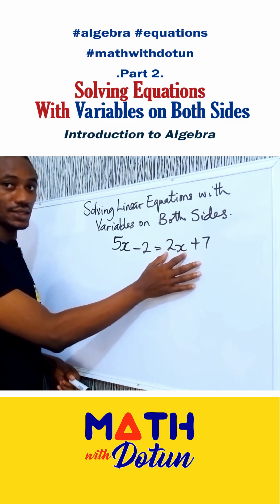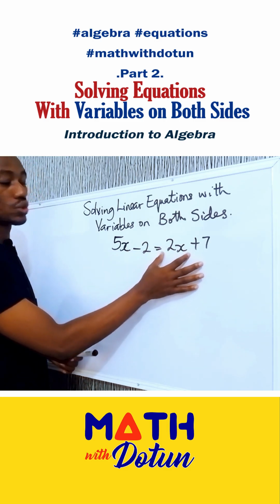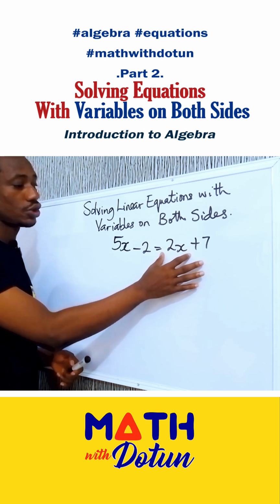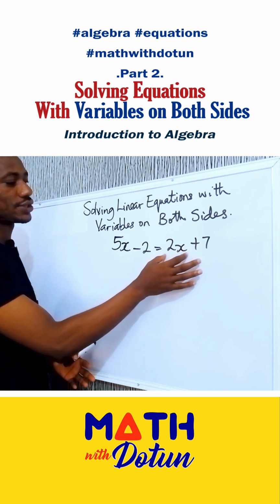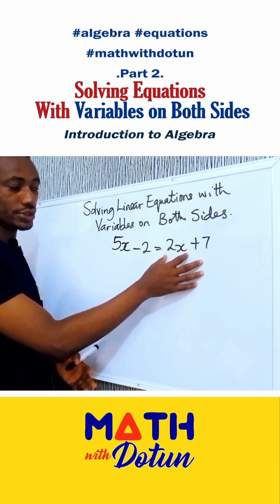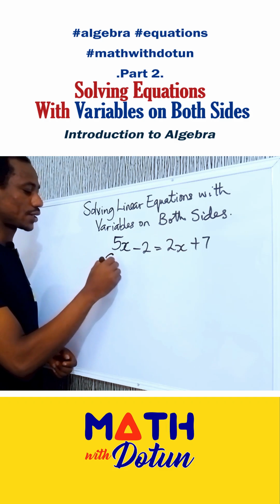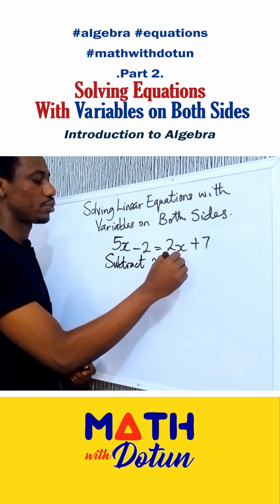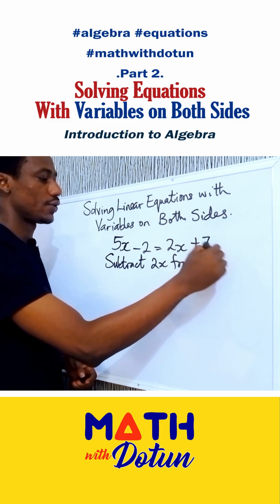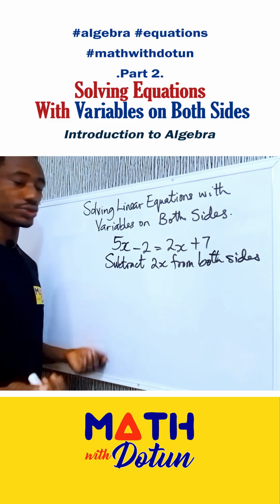So we have 2x on this side. We want to bring it to the left hand side. And this 2x is positive. Because it's positive, we're going to subtract it from both sides. So when we subtract this 2x from both sides, then it will no longer appear here. So let's do that. Subtract 2x from both sides. And remember why we're doing it from both sides, right? So that the equation remains balanced.